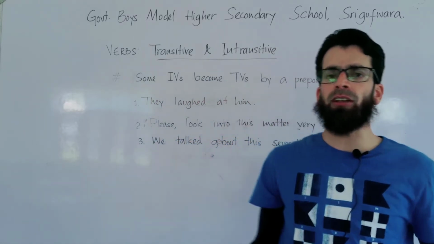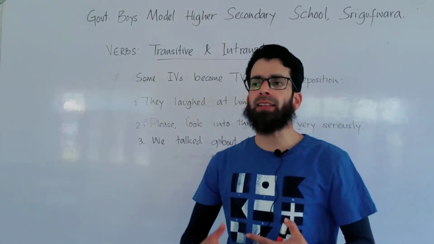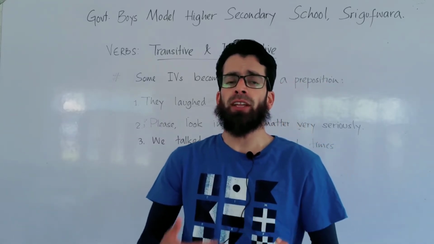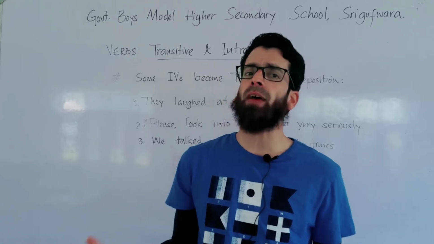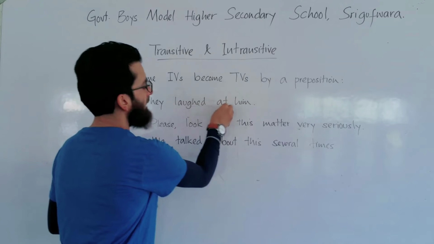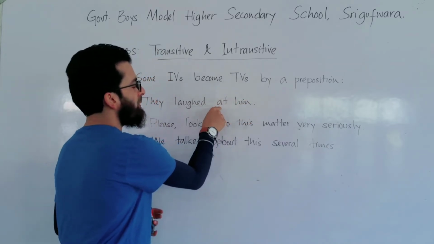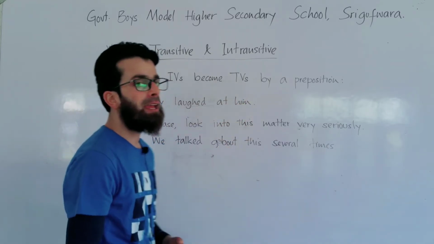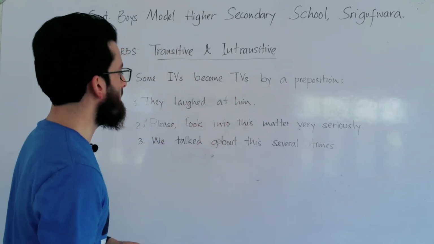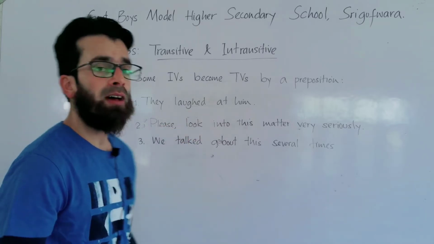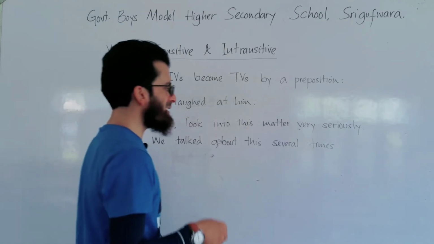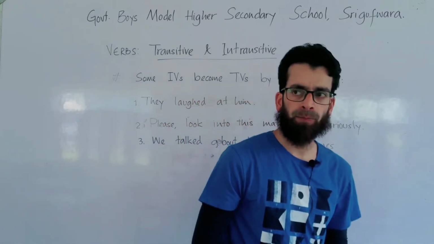So generally when we say laugh, laugh is an intransitive verb because the action itself is complete with the subject. But when I say they laughed at him, this at is a preposition followed by the object him, the objective case of the personal pronoun him, hence this laugh becomes a transitive verb. Similarly, please look into this matter very seriously.